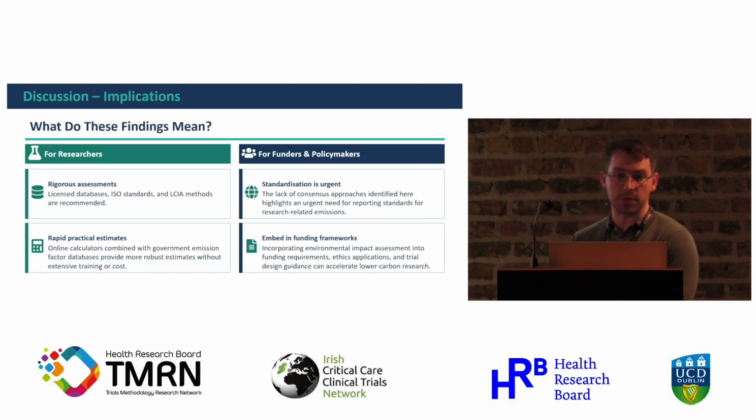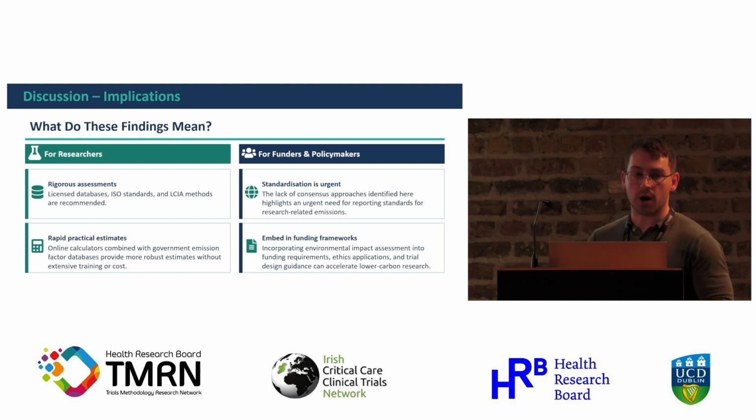So what do these findings mean? For researchers, if you're looking to do a rigorous assessment of the environmental impact of your research activities, you can opt to use licensed databases, those international standards, or those specific life cycle impact assessment methods. Whereas if you want to do more rapid or practical estimates, which I think a lot of us would want to do because we mightn't have the resources like the budget or the time to do those really extensive assessments, we can aim for those online calculators, and if you combine them with government emission factor databases, you can get a more robust estimate of your research emissions.